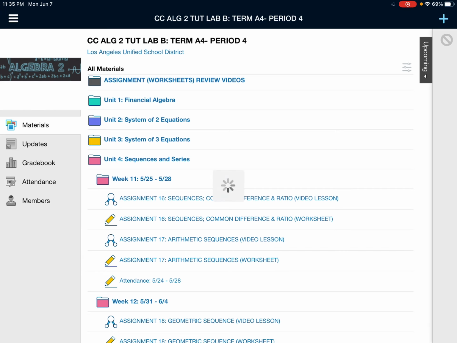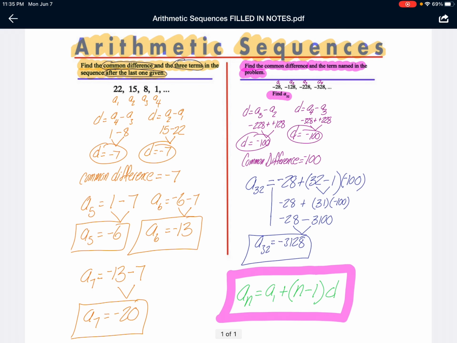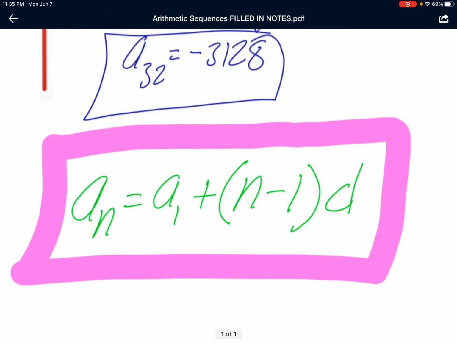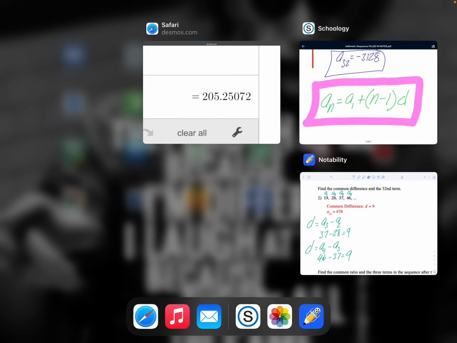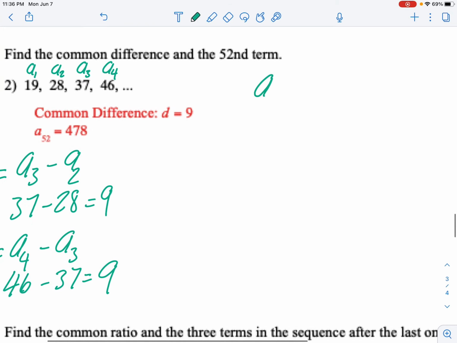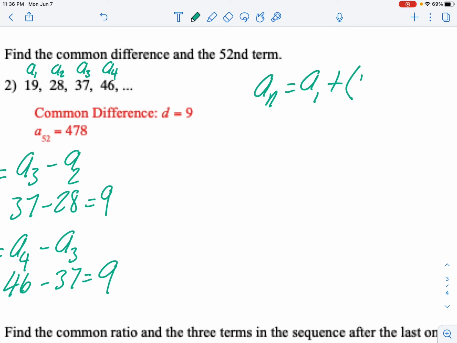I'm going to go here to arithmetic sequence, in my notes, my attachments, and this is it right here. AN means the term that I'm finding. A1 means the first term, plus N means the number of the term we're finding, minus 1 times the common difference. So let us write it right here. AN is equal to A1 plus N minus 1 times the common difference.